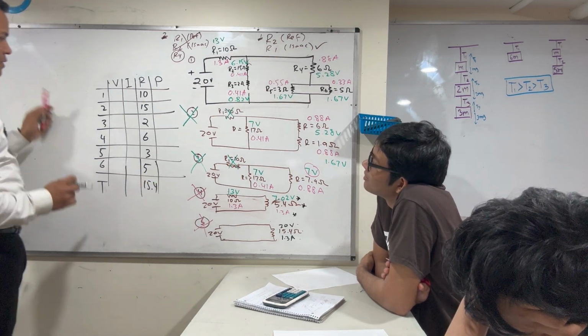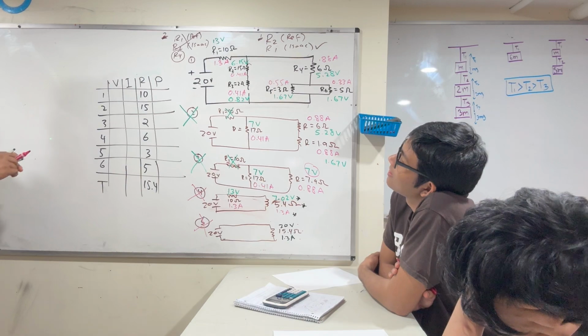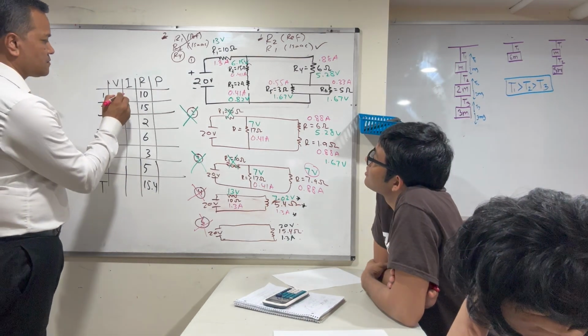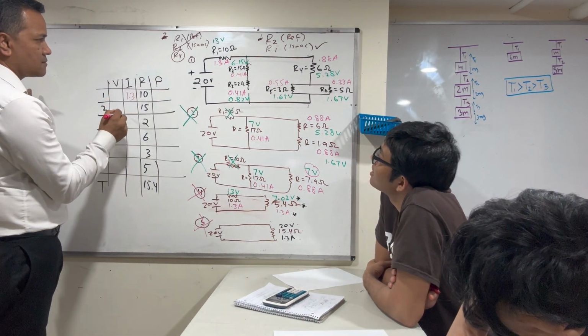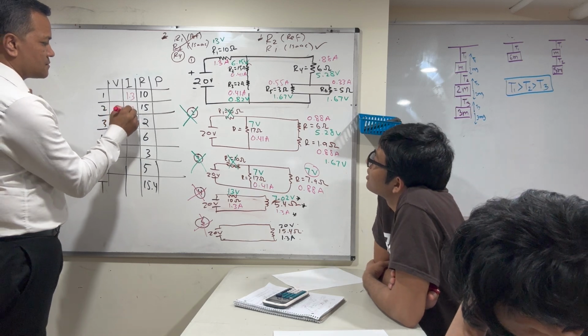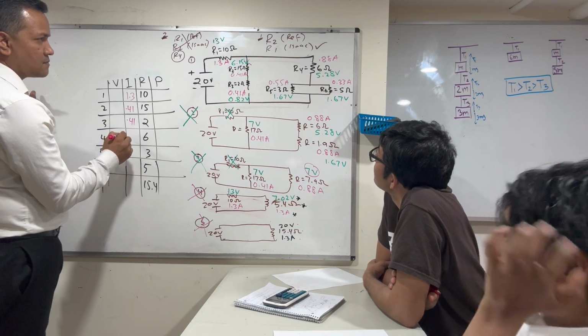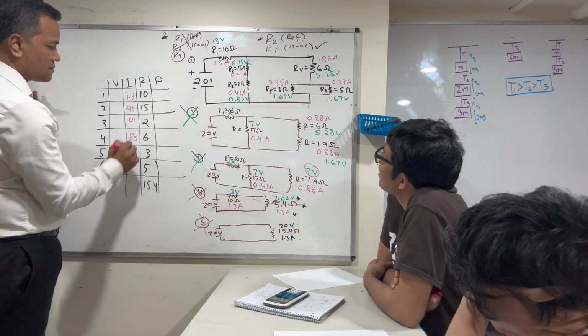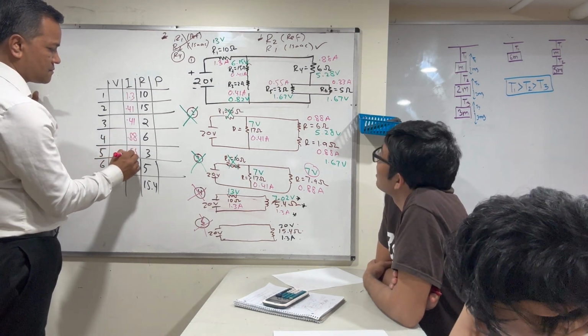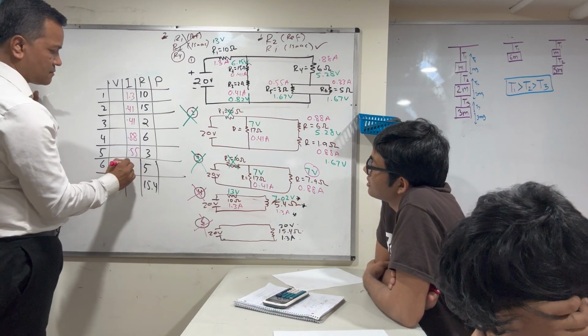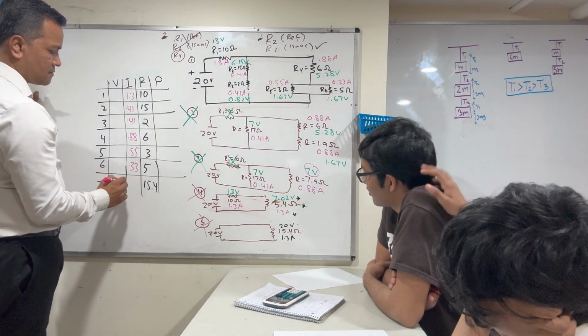Raf, which column do you want to do? Current. Go, please. R1 is 1.3. R2 is 0.41. R3 0.41. R4 0.88 amps. R5 0.55. R6 0.33. And total is 1.3 amps.